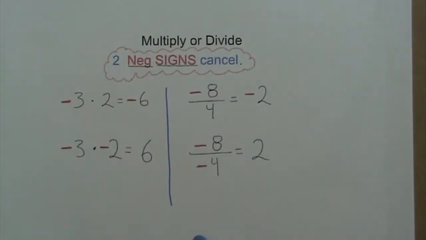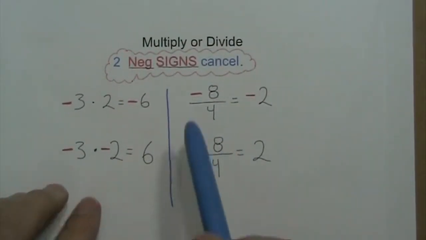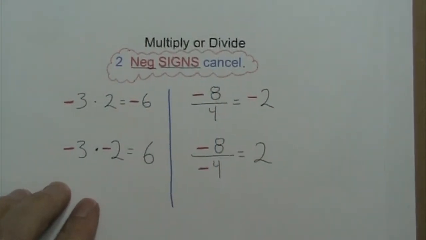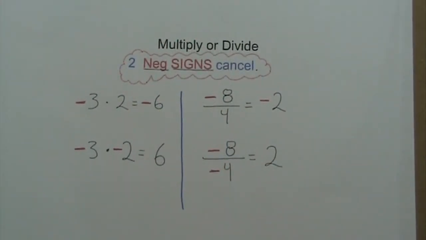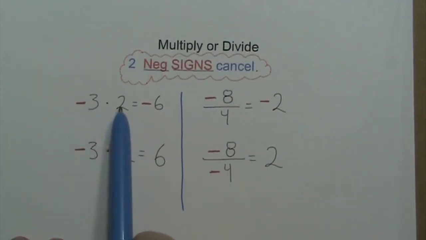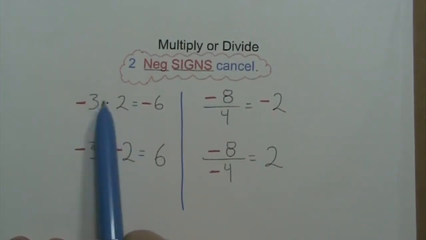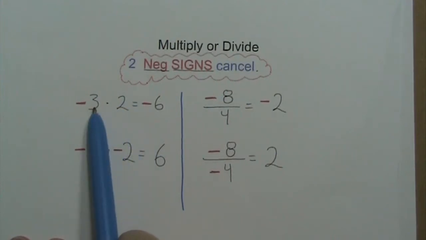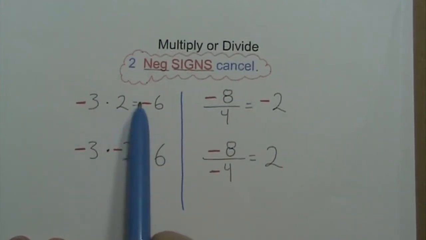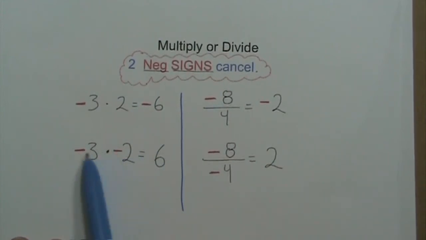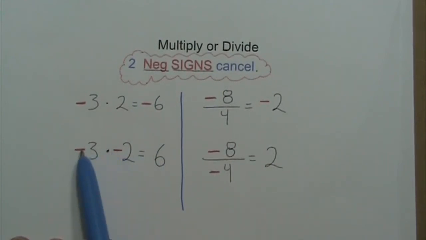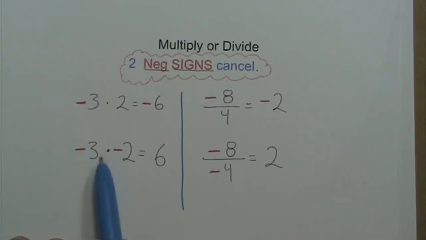And then whenever it comes to multiplying, just think of two negative signs cancel. Now it's the signs we're talking about, not the numbers, the signs. So right here, there's one negative sign, -3 times 2. The answer is going to be negative. 3 times 2 is 6, but there's one negative. 3 times 2 is 6, but there's two negative signs. Two negative signs cancel. The opposite of negative is positive.